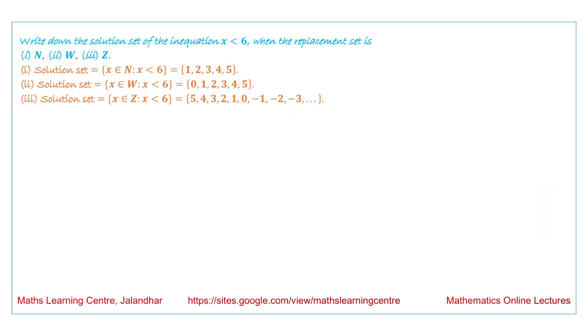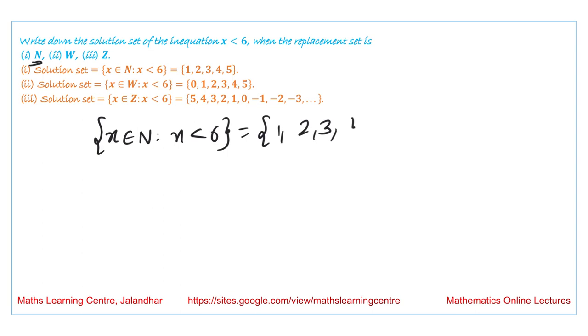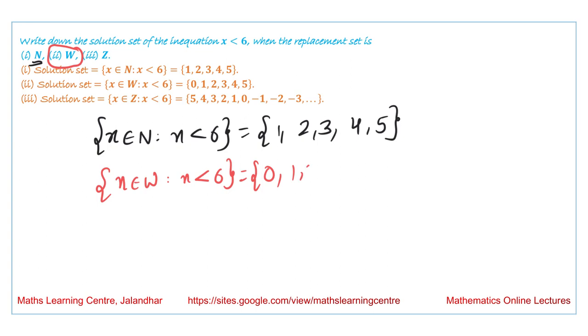Next is write down the solution set of the inequation x < 6. When the replacement set is the natural numbers, we are talking about x belongs to N such that x < 6. So the answer is 1, 2, 3, 4 and 5. Next, when x is a whole number, the domain is whole numbers, and x < 6. So the answer will be 0, 1, 2, 3, 4 and 5.